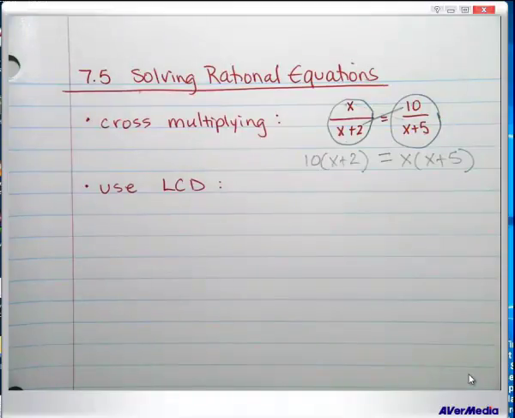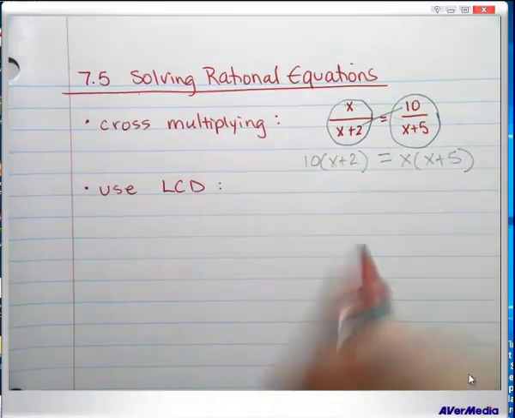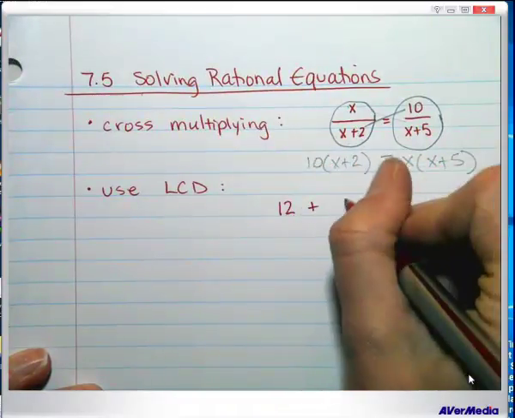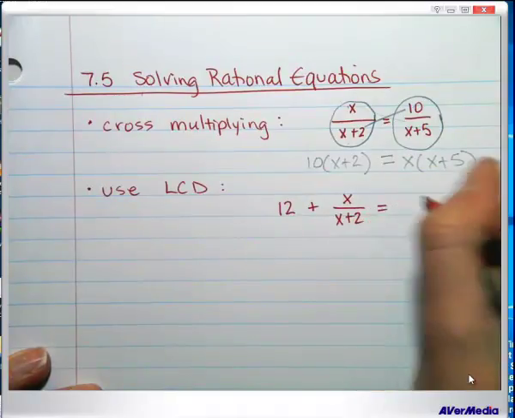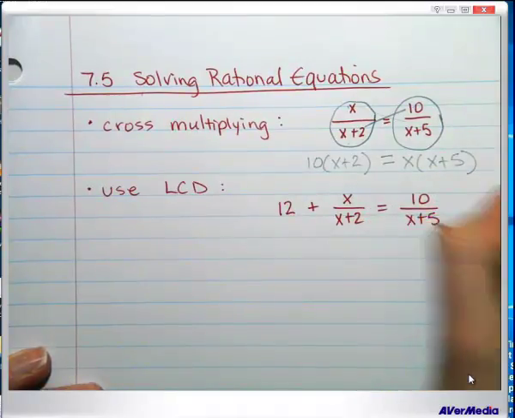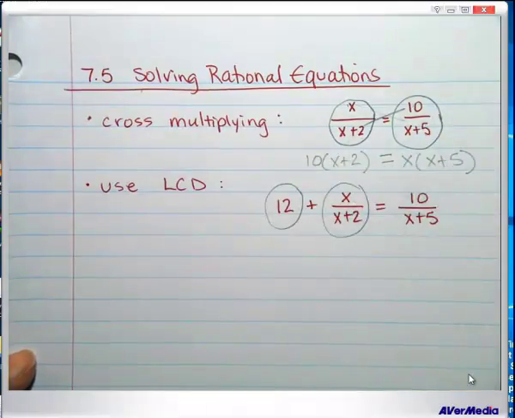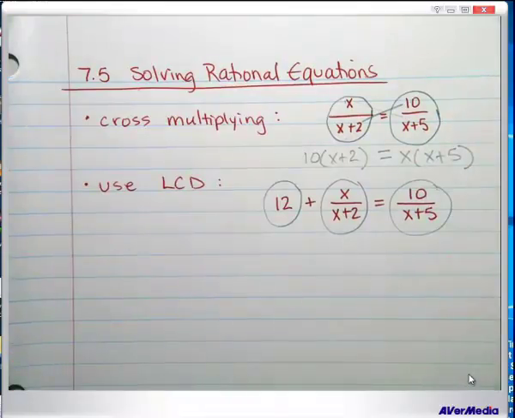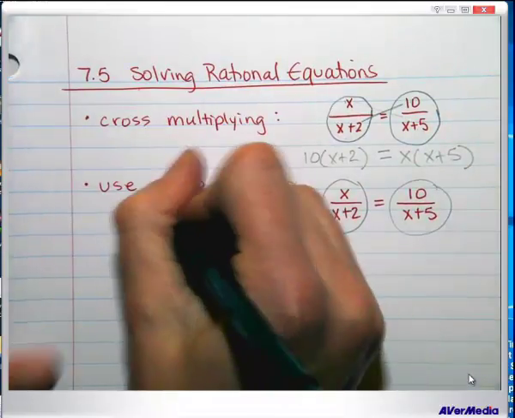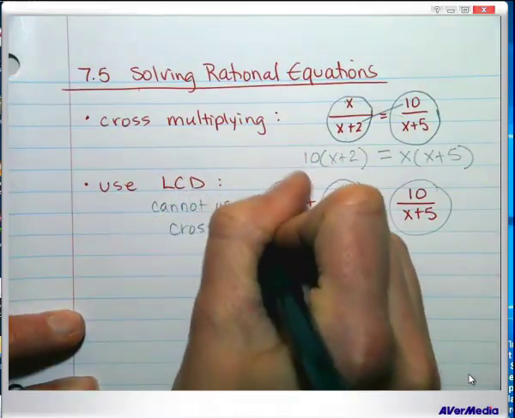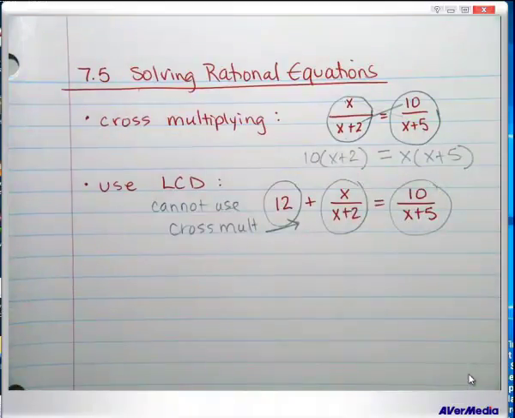Okay. Using a least common denominator, you have to use if you have more than one expression on each side. So maybe if you have something like 12 plus x over x plus 2, I'll use pretty much the same example we had before. If you have something like this, where you have 2 terms on the left and 1 term on the right, then you cannot use cross multiplication. And then we'll use a least common denominator. And I'm not going to talk a lot about what that looks like right now because we'll see some examples.